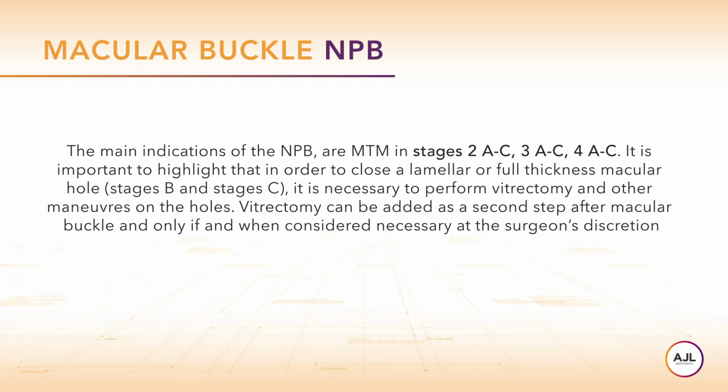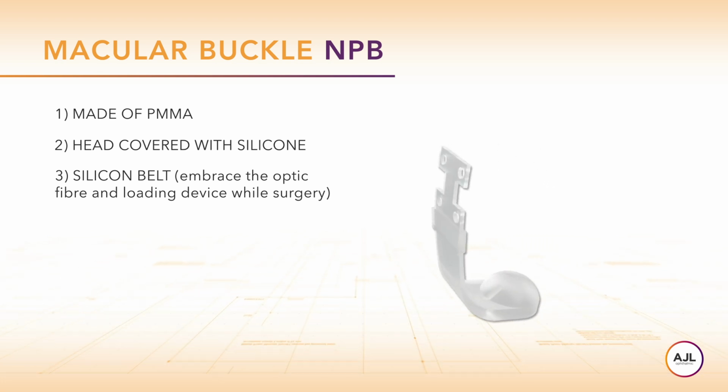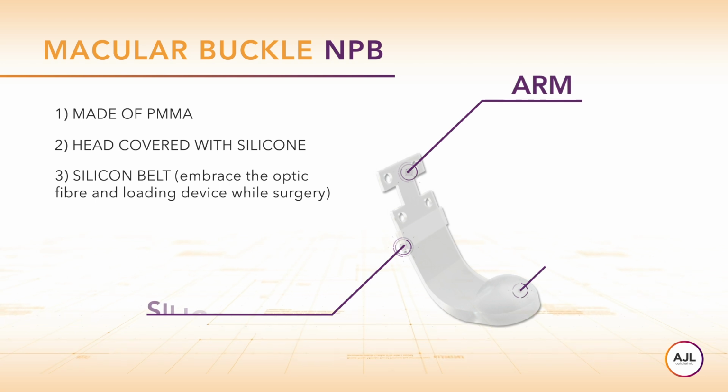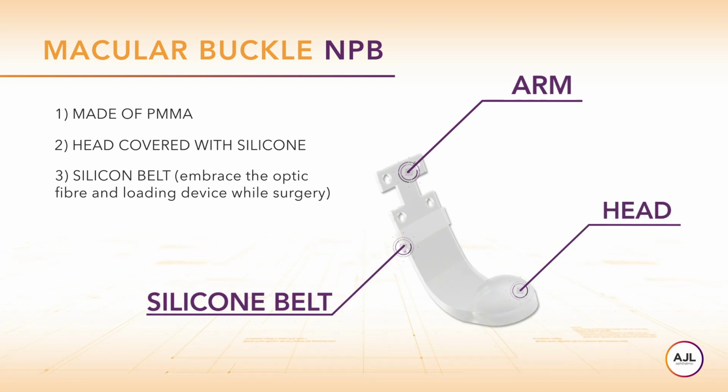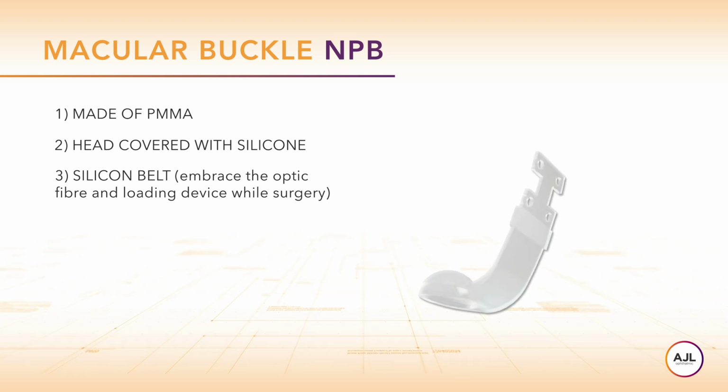Vitrectomy can be added as a second step after macular buckle, and only if and when considered necessary at the surgeon's discretion. This is how the inner side of the NPB appears. The NPB is made of two parts, the arm and the head. The arm serves to suture the NPB to the eye wall, while the head serves to buckle the sclera.